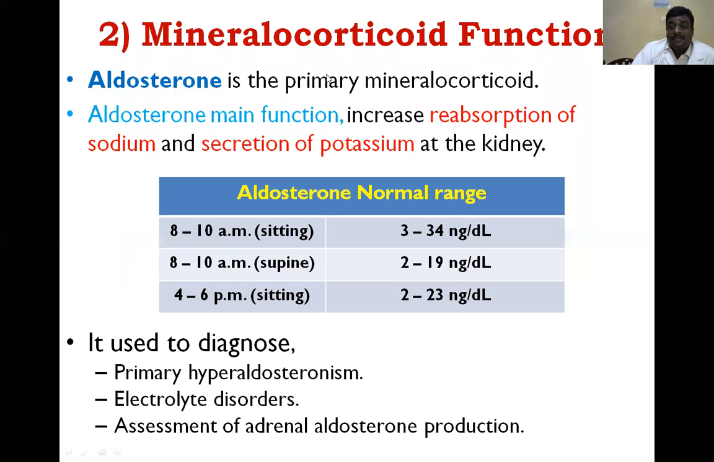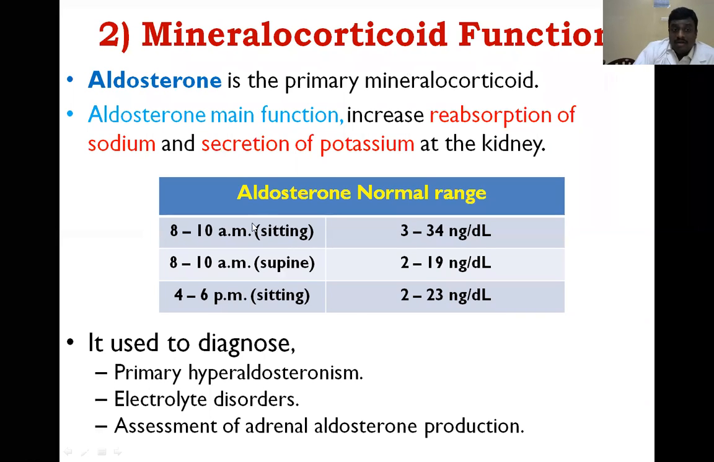Next one is mineralocorticoid function, aldosterone. Aldosterone is produced from the zona glomerulosa, the first layer of the adrenal gland. The main function of aldosterone is that it reabsorbs more sodium and water and secretes potassium from the kidney. So this is the main function of aldosterone.